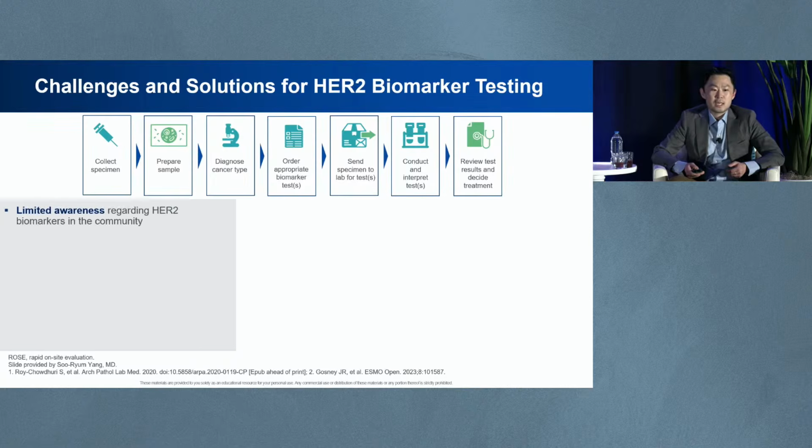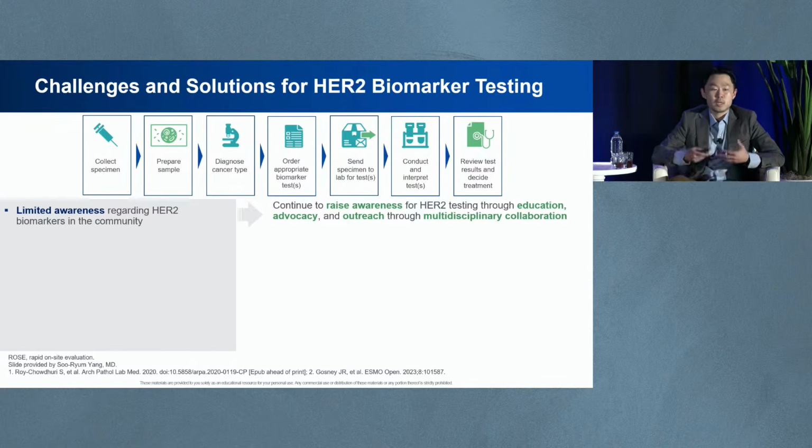So one big challenge I think is that there still is a limited awareness regarding HER2 biomarkers in the community. These are fairly recent approvals, right? And so I think we need to continue to raise awareness for HER2 testing through education, advocacy, and outreach through multidisciplinary collaboration within the hospital setting, as well as outside of the local hospital setting and in the MDT collaboration that we're doing now.